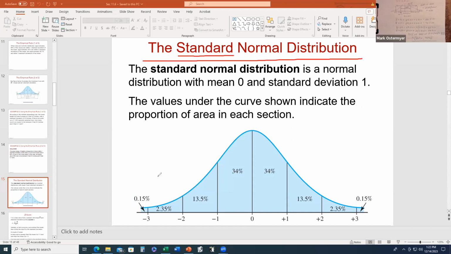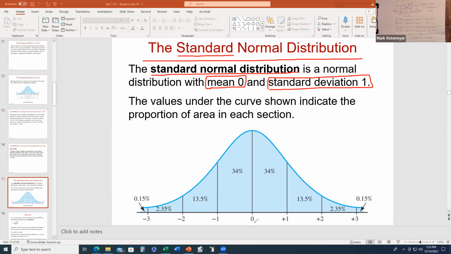Well, here is the thing that defines a standard normal distribution. A standard normal distribution always has a mean of 0, and it also always has a standard deviation of 1. If a normal distribution has a mean of 0 and a standard deviation of 1, it's called the standard normal probability distribution.